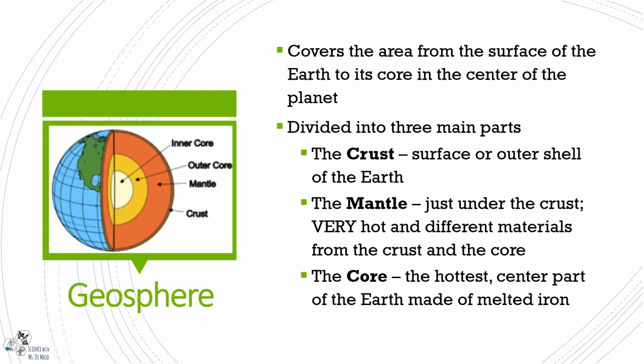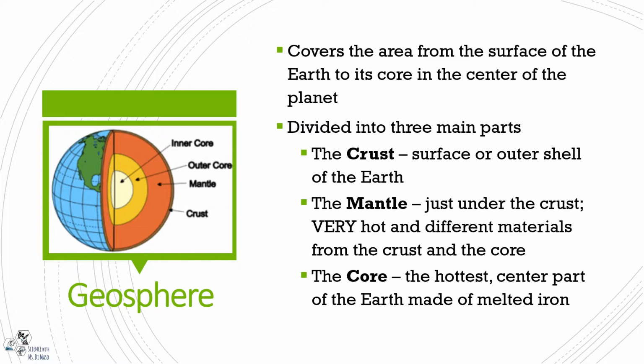The first is the geosphere. This is probably the thing you think of when I say earth science, when you're like, well, we're studying the earth, so we want to study the soil and the rocks and the core and all of that stuff. So this covers the area from the surface of the earth to its core in the center of the planet. And we divide the geosphere into 3 main parts: the crust, the mantle, and the core. You've probably heard of these terms before, so hopefully this is a good review.